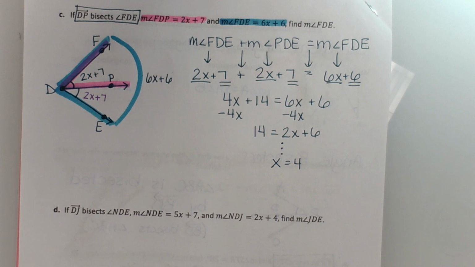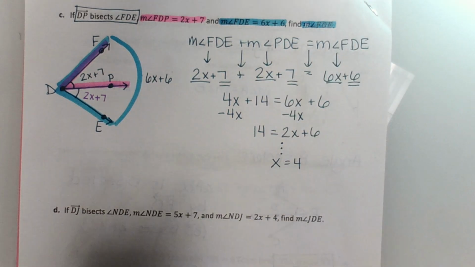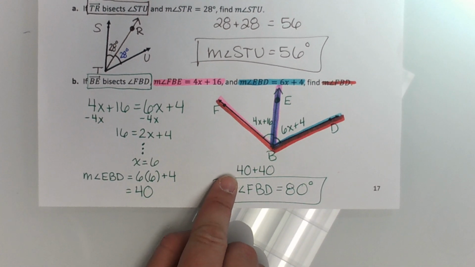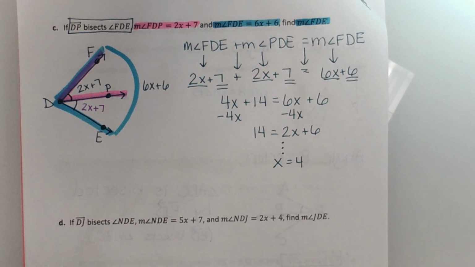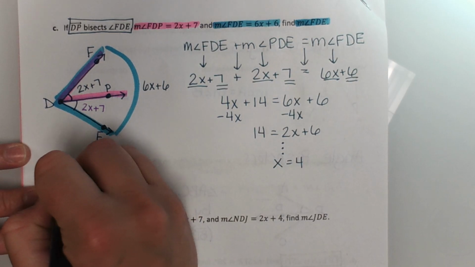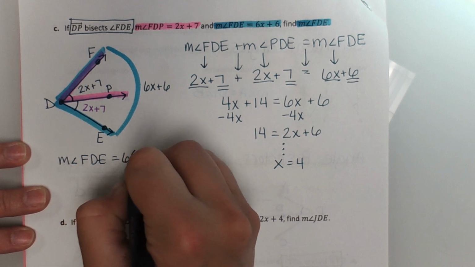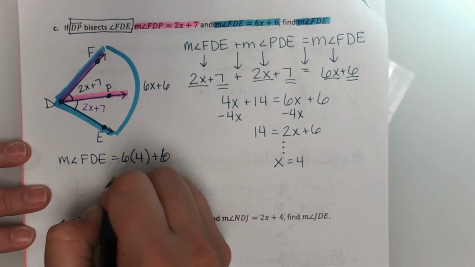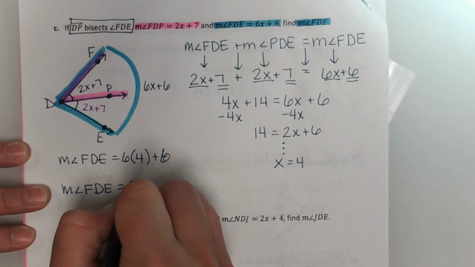But what should I plug it back into to get the answer the fastest way possible? 6x plus 6, because we have an expression for what we're looking for. This one, we didn't have an expression for what we were looking for. So we plugged it into something else, knowing that we could work our way to what we wanted. But if you have an expression for what you're looking for, just plug it into that one. Measure of angle FDE is equal to 6x plus 6, or 6 times 4 plus 6. You get 30.